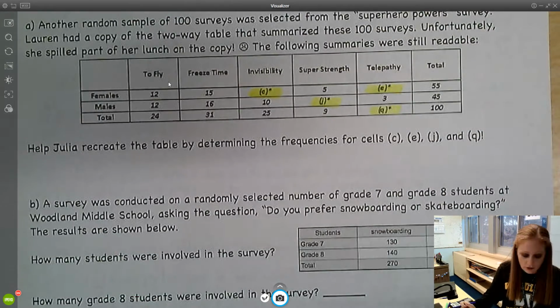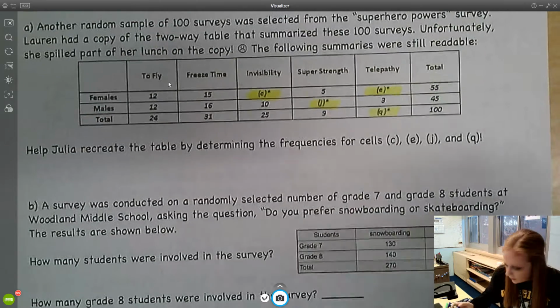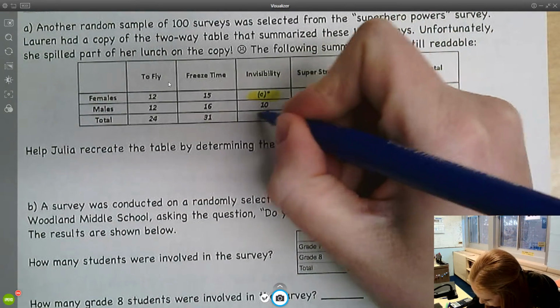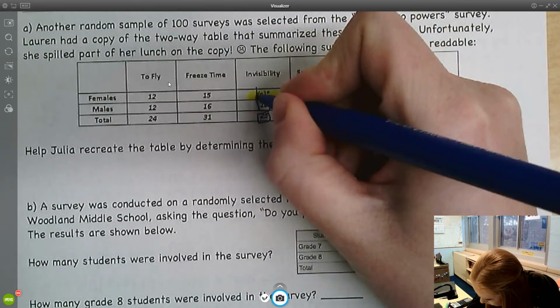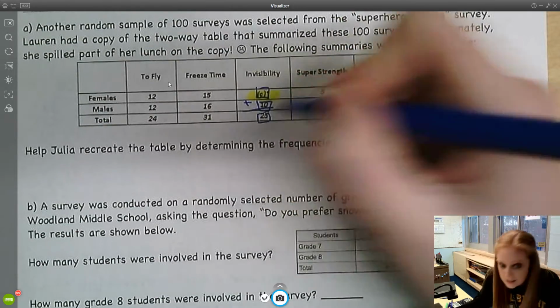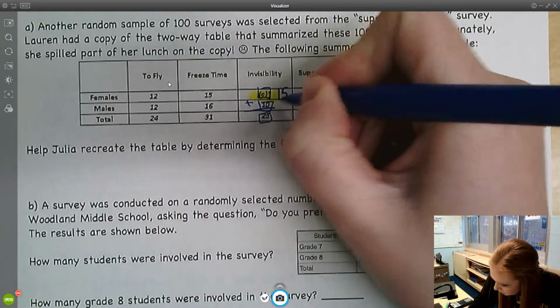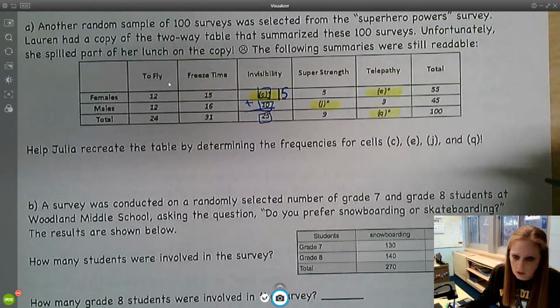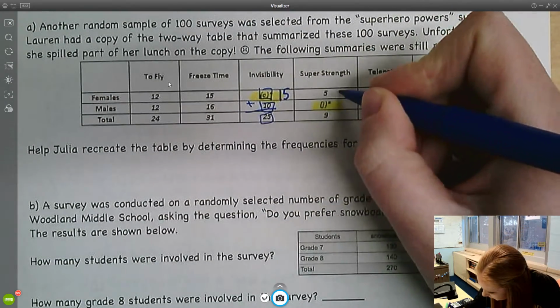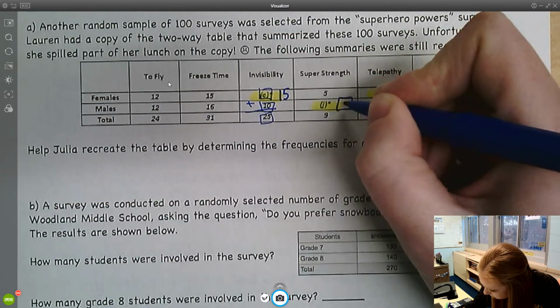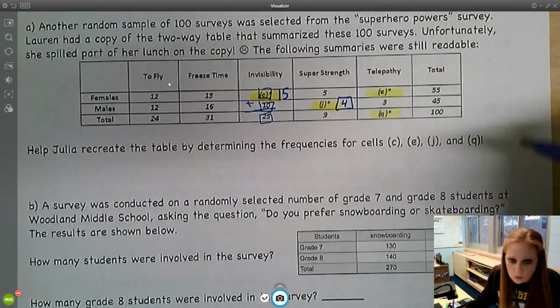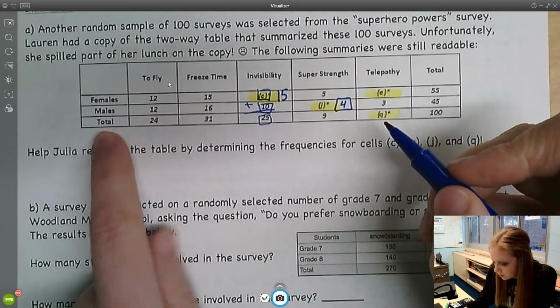Okay, so let's figure it out. Well, if our total here is 25, what plus 10 is going to give you 25? Well, 15 plus 10 is going to give us 25. Okay, and to figure out this one here, 5 plus what is going to give you 9? 5 plus 4 will give you 9. 9 is the total, right?